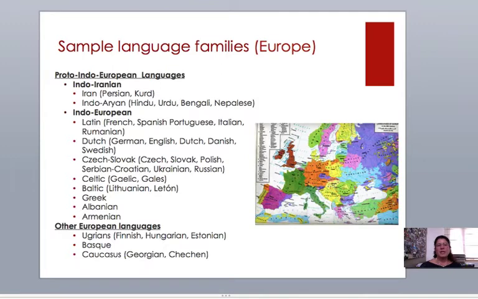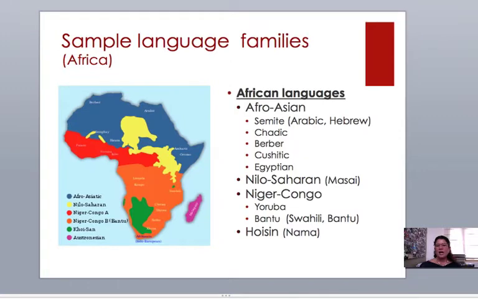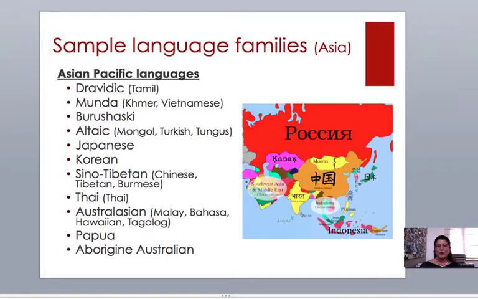Some examples of families of languages would be within the European range. Within the Latin-based languages, you have French, Spanish, Portuguese, Italian. Within the Germanic languages, you have German, English, Dutch, Danish, Swedish. So there's certain languages that are connected to each other through historical roots. There's some other examples from all around the world. There's just different groupings that we have.